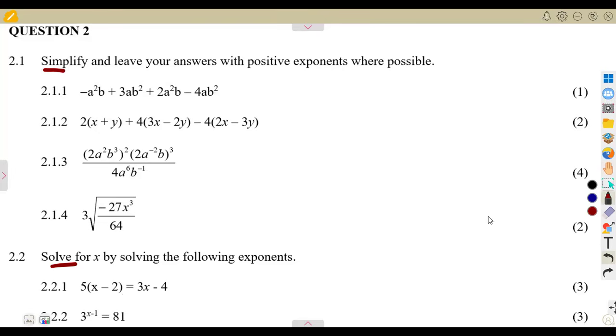To simplify, there is no finding of any unknown values. It is the equation where you have to find the value of the unknown, the value of x, the value of whatever you're given.